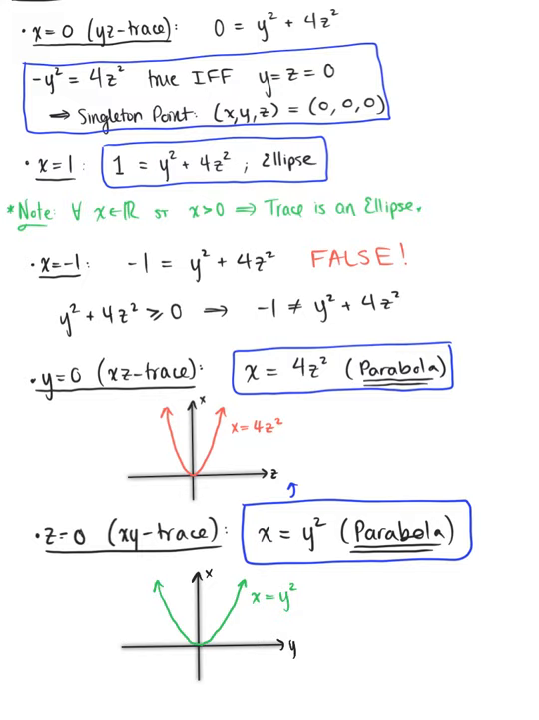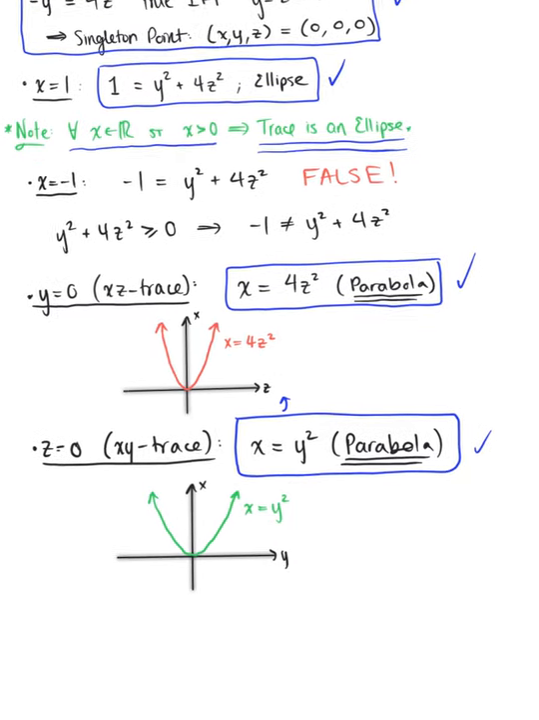So we've got some important features here. We can actually sketch the surface, no problem. We know we have the yz trace as a singleton point. We know that when x is 1, we have an ellipse. We can also observe that for all x values greater than 0, all of those traces are going to be ellipses. Now we know that the xz trace, when y is 0, is going to be a parabola. And then the xy trace, when z is 0, is also a parabola. So let's put this all together and visualize what the graph of the surface will look like.